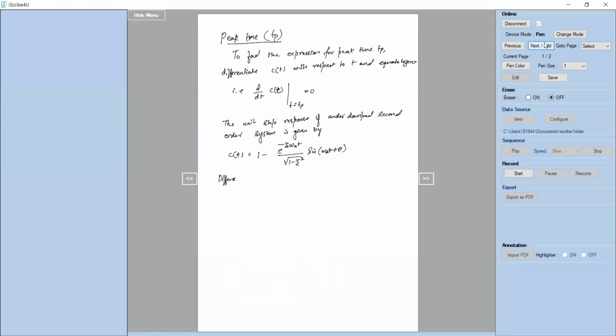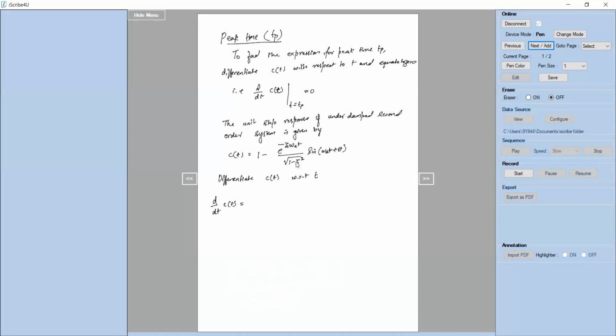Differentiate C of t with respect to t. So d by dt of C of t is equal to, the first term is a constant. If I differentiate that constant, it will be 0. So the first term will be 0. I have the second term, which is a product of two functions. So what I do is differential of first into second plus first into differential of the second. That is the formula I'll be using.